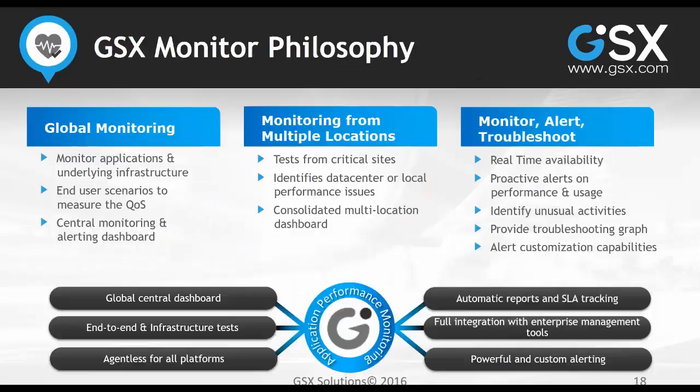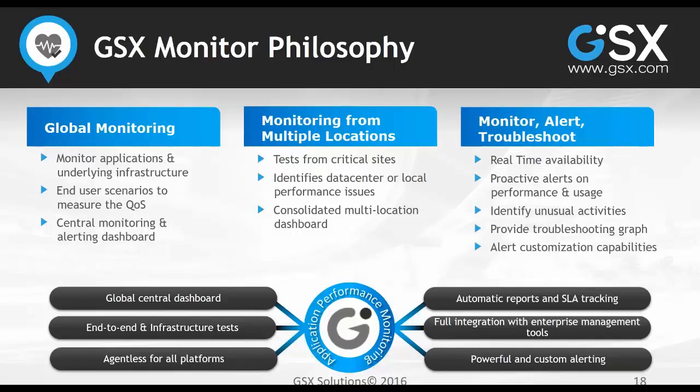Our philosophy has always been the same: always monitoring at the application level, and having end user scenarios to measure the quality of the service that you provide to the end users. Of course, we also monitor the underlying infrastructure, as I will show you in the next slide. But the concept is really to have visibility over everything that's going on and all the services that you're responsible for, and provide them in a centralized monitoring and alerting dashboard. Also, that service is probably consumed by your end users in multiple locations. So we have what we call robot users that you can deploy in multiple critical sites and identify which one would have some local performance issues, and you can see that in a consolidated multi-location dashboard.